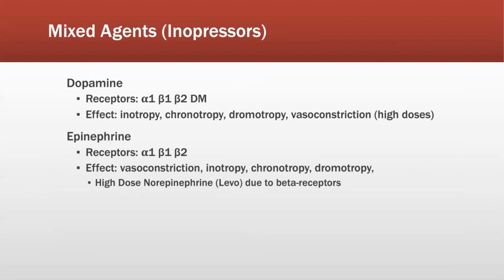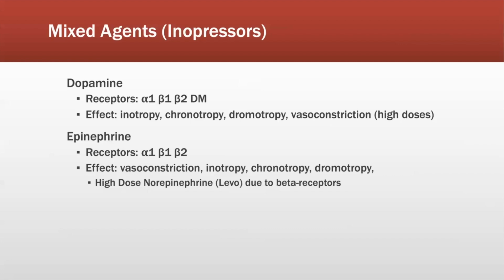Dopamine acts on alpha-1, beta-1, beta-2, and DM receptors. So the overall effects of these receptors are inotropy, chronotropy, dromotropy, and vasoconstriction. So inotropy is the contractility. Chronotropy affects the heart rate, so it increases the heart rate. Dromotropy affects the conductivity of the heart and then can cause vasoconstriction in higher doses.